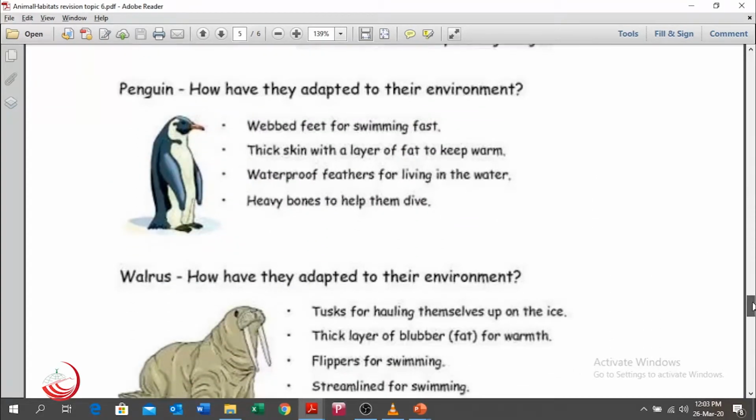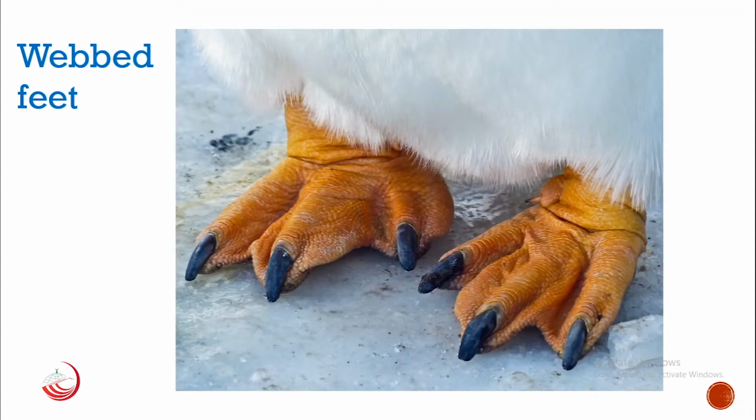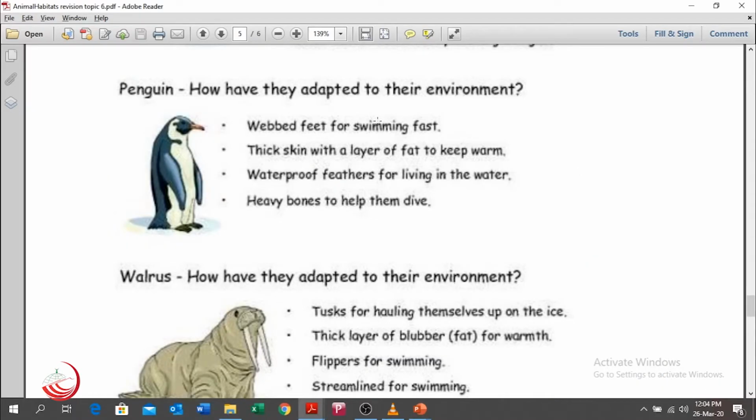Penguins. How have they adapted to their environment? Webbed feet for swimming fast. These are their feet. They're webbed, they help them swim fast. Thick skin with a layer of fat to keep warm. Again, we have layers. First is the layer of skin and then a layer of fat. So they have thick skin with a layer of fat to keep warm.